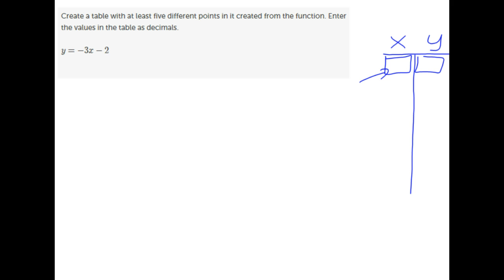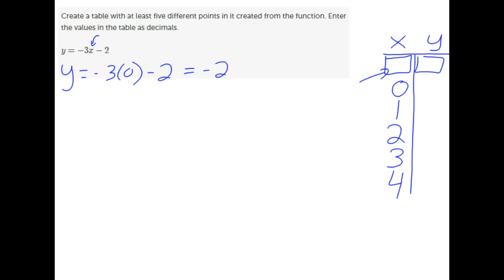My x values, most common that students use would be 0, 1, 2, 3, 4. And then what I do is I substitute those in for my variable x, and then I solve for y, which it kind of already is solved for y. So I'll have y is equal to a negative 3 times 0 minus 2, and that will equal 0 minus 2, which would be a negative 2. So when x is 0, y is a negative 2. And that's really all they want you to do. They just want you to do it 5 times.